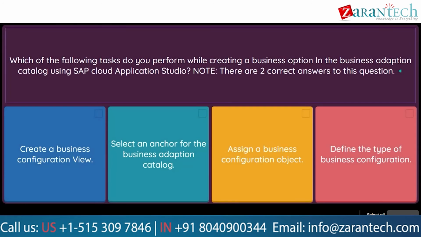Question: which of the following tasks do you perform while creating a business option in the Business Adaptation Catalog using SAP Cloud Application Studio? Note: there are two correct answers to this question. Option 1: create a business configuration view. Option 2: select an anchor for the Business Adaptation Catalog. Option 3: assign a business configuration object. Option 4: define the type of business configuration.